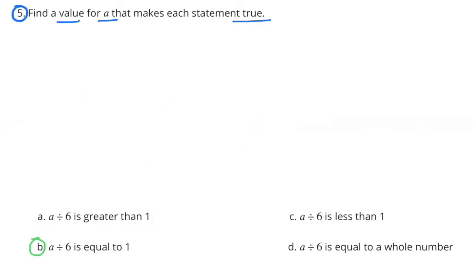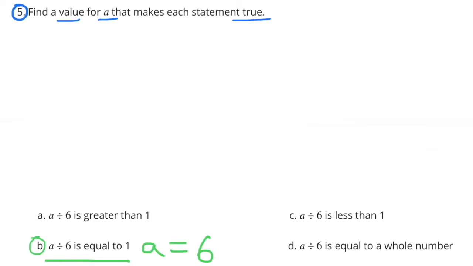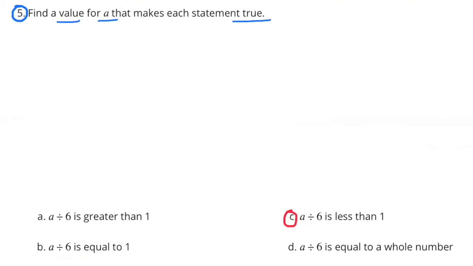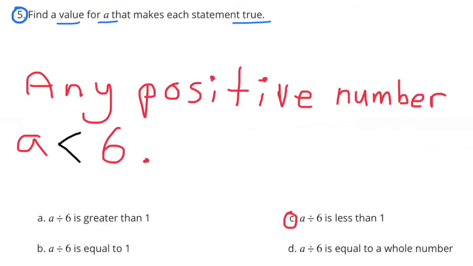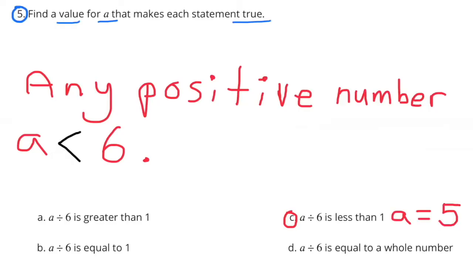B. A divided by 6 is equal to 1. A equals 6 because 6 divided by 6 equals 1. C. A divided by 6 is less than 1. Any positive number A less than 6. So A can be any positive number less than 6. For example, A equals 5.